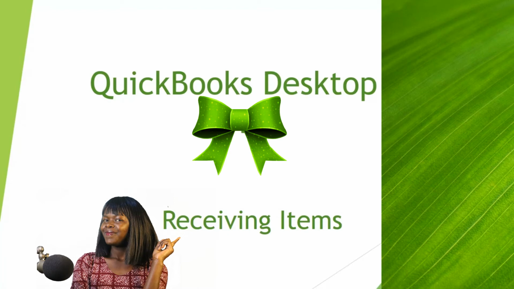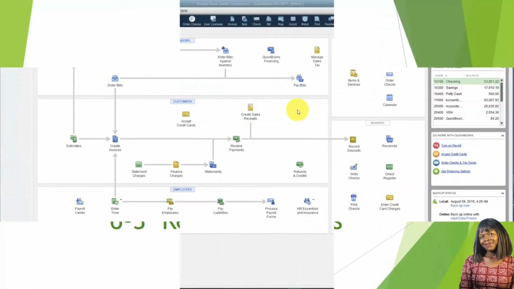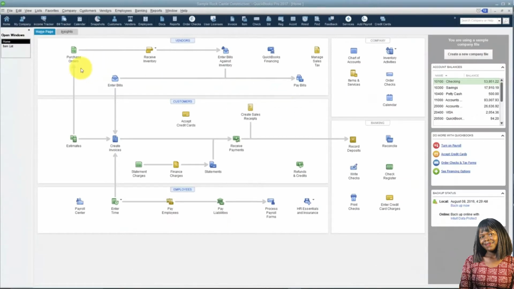Hey, welcome back. We're working with inventory and we have been talking about items. Now we are going to talk about receiving items. We've already talked about how to create it, edit it, and how to create a purchase order. And remember, we had ordered 5 screen doors. Now I want to talk about how to receive those items. So when they actually come in, how do we actually show that in QuickBooks?